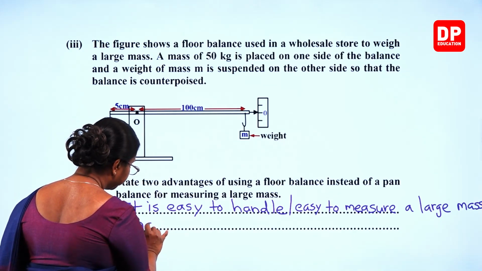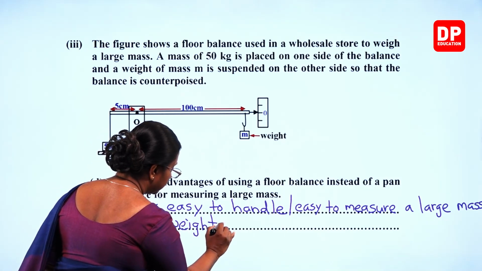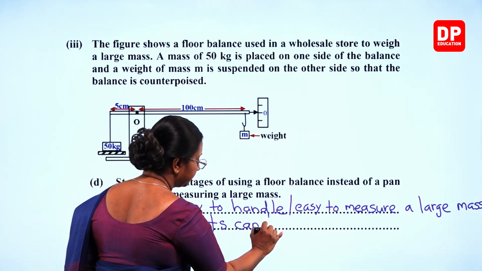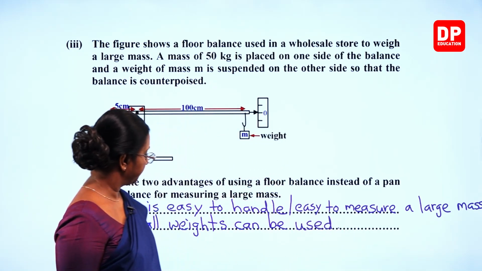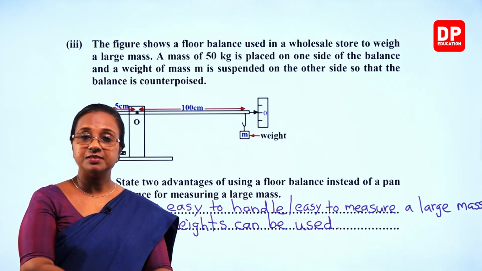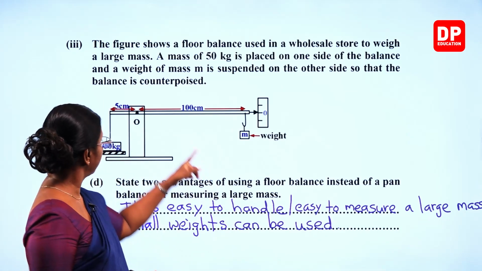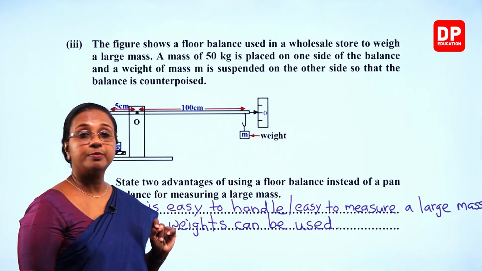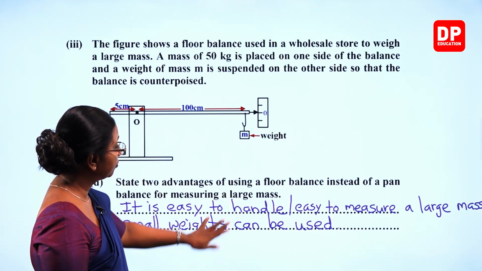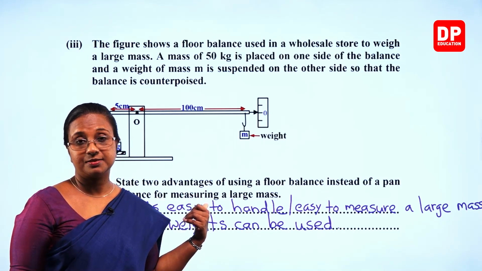Small weights can be used. So that is also an advantage. So it's easy to handle because it's on the floor, easy to carry and lift the heavy object and place it on the balance like this. At the same time, we use small weights. So both of those are the advantages of using this particular balance.